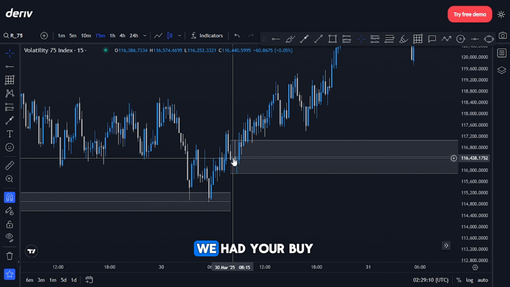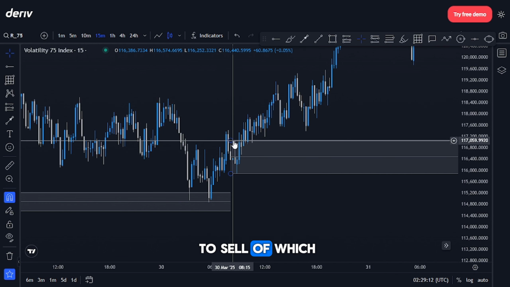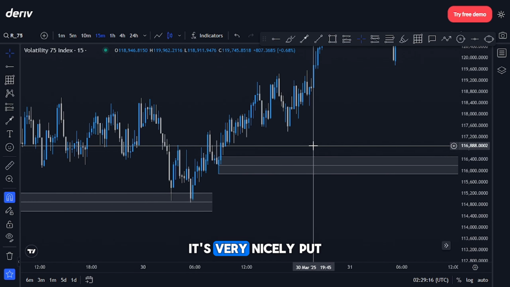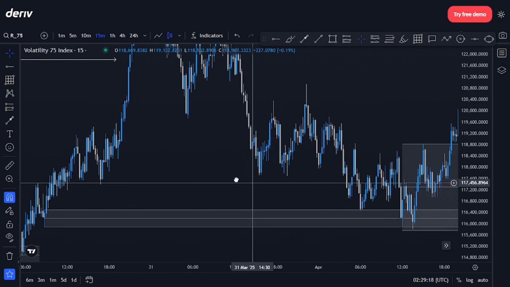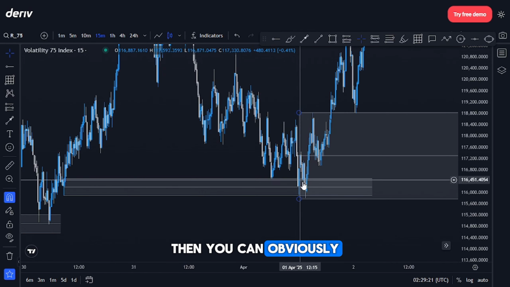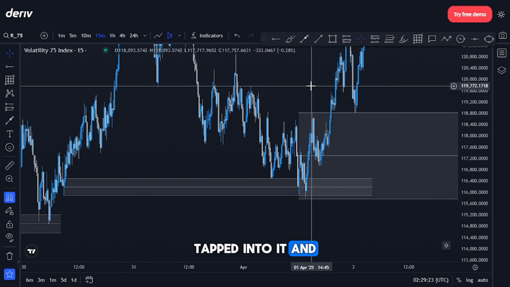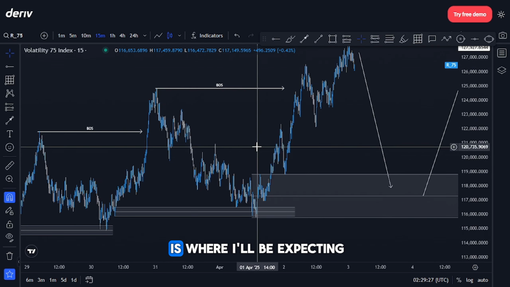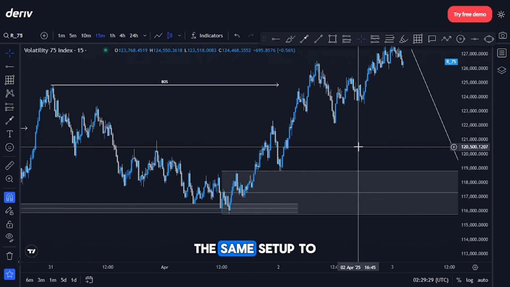So as you can see here, we had your buy to sell, which is this one here, and then it was not mitigated. It's very nicely put around that point. If you zoom in, you can obviously see that the market tapped into it and then bought very nicely, guys. So around here, this is where I'll be expecting the same setup to happen.